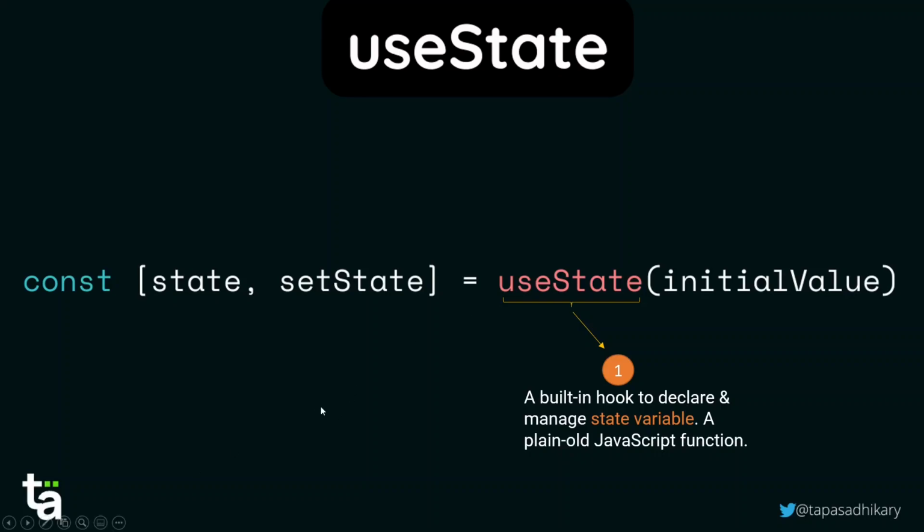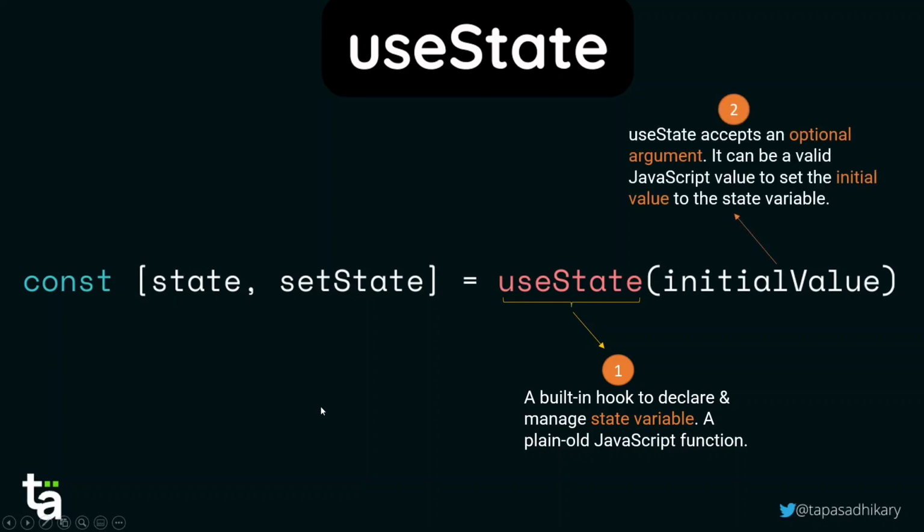Then the second thing that we want to understand over here is called the initial value. What is the initial value? The useState hook accepts an optional argument. It is optional, you may pass it, you may not pass it. If you don't pass it, it is undefined. But if you pass it, there is a value, and it can be any valid JavaScript value. So it can be a number, a boolean, a string, an object, an array, it can be a function also.